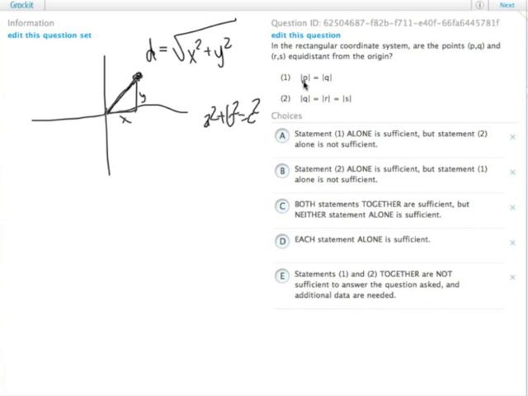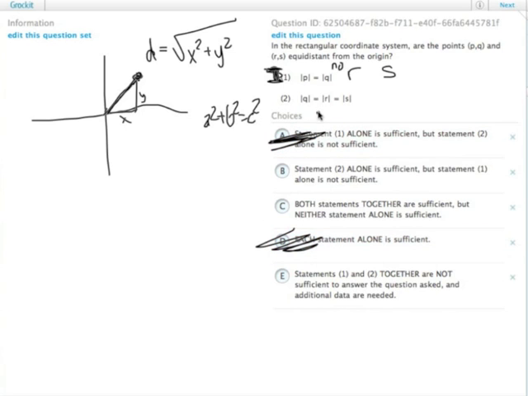Statement 1 tells us that the absolute value of p equals the absolute value of q. Those are the x values of the 2 points. But without the y values, no r and no s, there's no way that this statement could be sufficient. Whoops. S is the opposite of what we want here. Insufficient. We get rid of choice A and D.